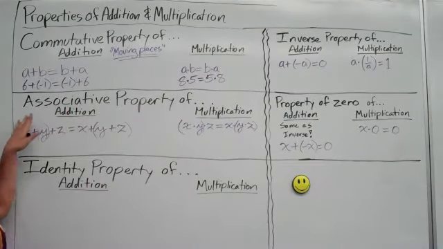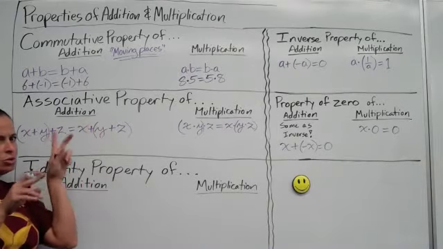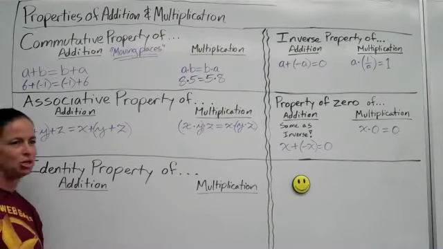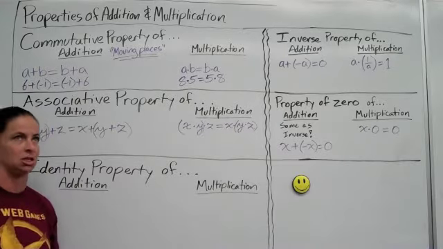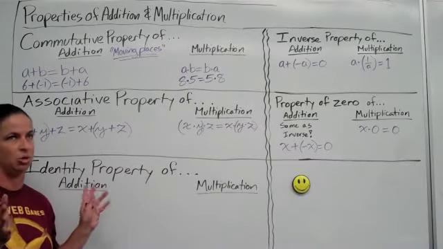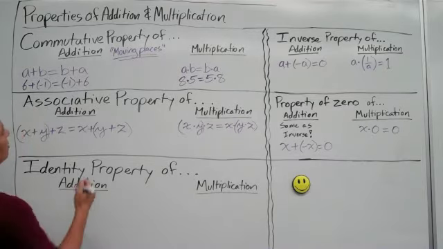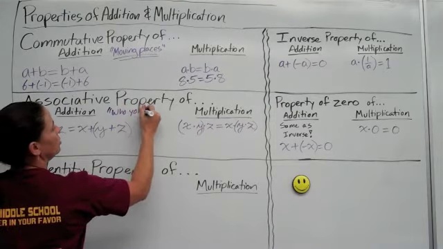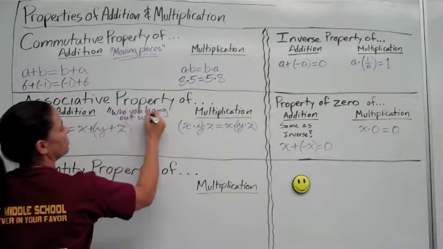Excellent. The associative property. The associative property is who you associate with, who you hang out with. Yeah, I associate with those guys. They're totally cool. Oh, no way, I don't associate with her because she's like totally uber grody. So the associative property is who you hang out with.